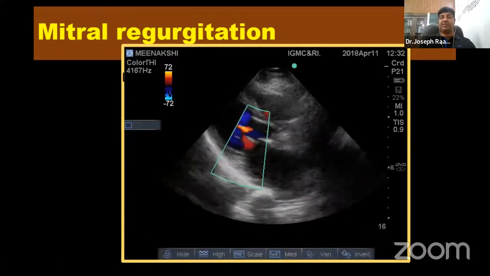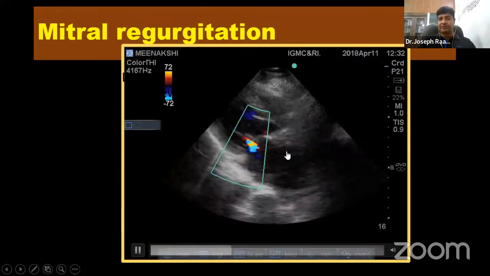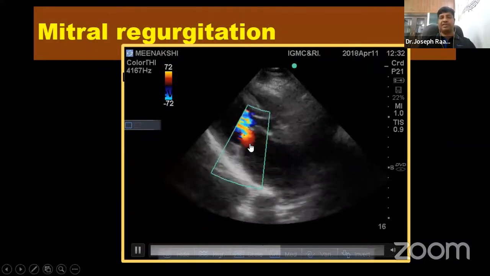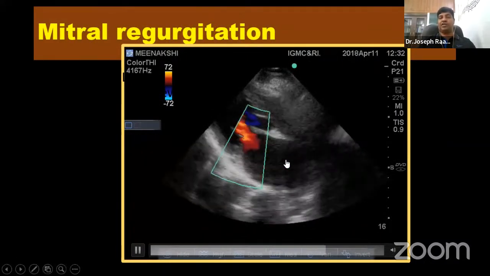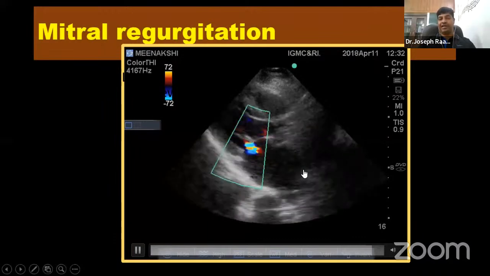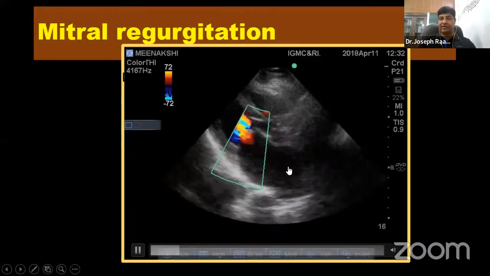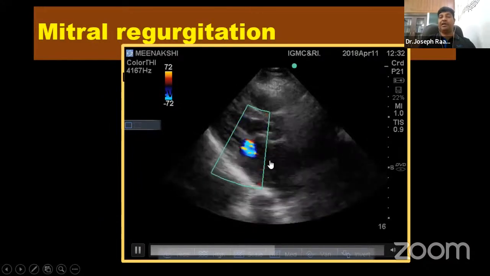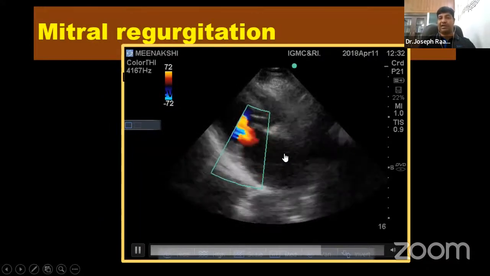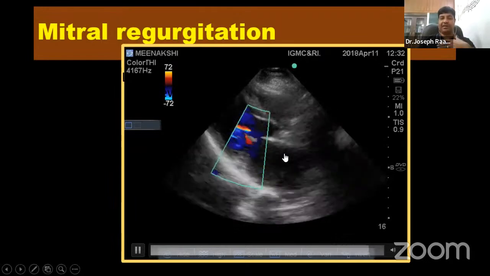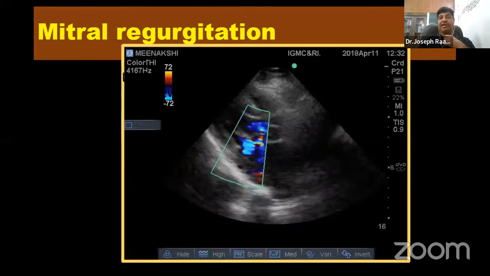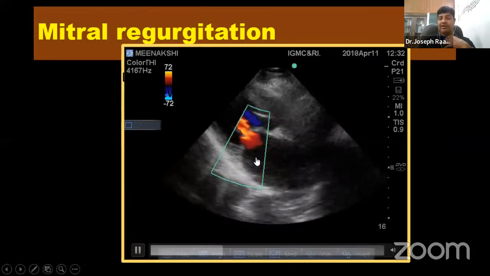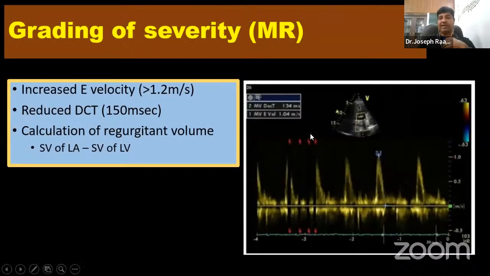Okay, next step is how to assess the severity. Previously, we used to assess how long this jet goes and touches the left atrium. But again, there are some controversies about whether we can assess the severity based on this particular observational method. The results are not beyond doubt. So there are other parameters to assess the mitral regurgitant severity.